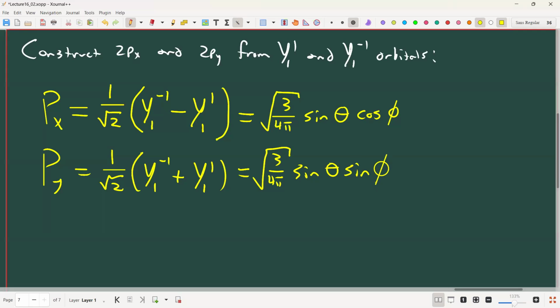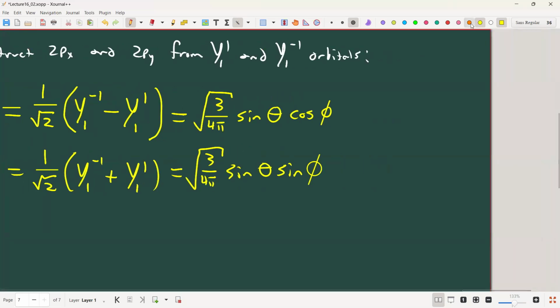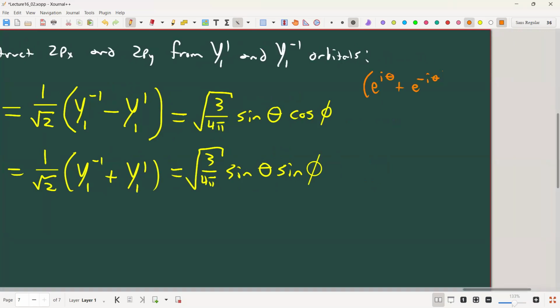The nice thing is when I add e to the i phi and e to the minus i phi, all the complex part cancels out. Let me show you why that is really quickly. Let's just do a quick bit of math. e to the i phi plus e to the minus i phi. Okay, how does that math work? Remember, e to the i theta is cosine theta plus i sine theta.